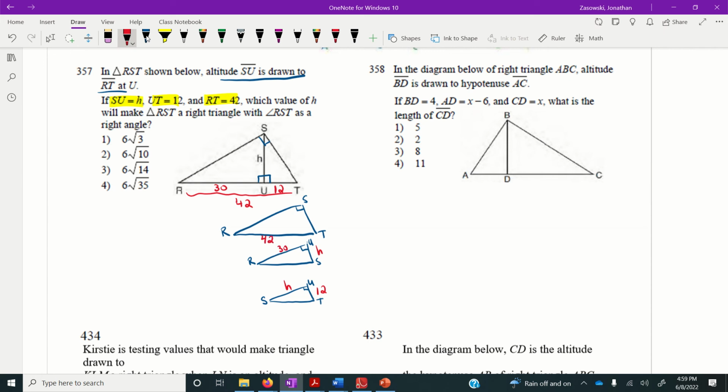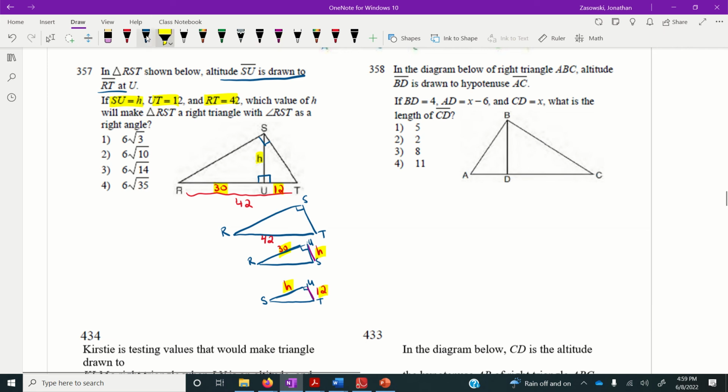Now, in the big triangle, we only have one side of 42. In the medium-sized triangle, we have sides of 30 and H, which are the two legs. And in the small triangle, we have sides of H and 12, which are also the legs. So notice that these four sides are in the same corresponding parts. They're in the same area, right? 30 corresponds to H, okay? And then this H, which is US, corresponds to 12, which is UT.